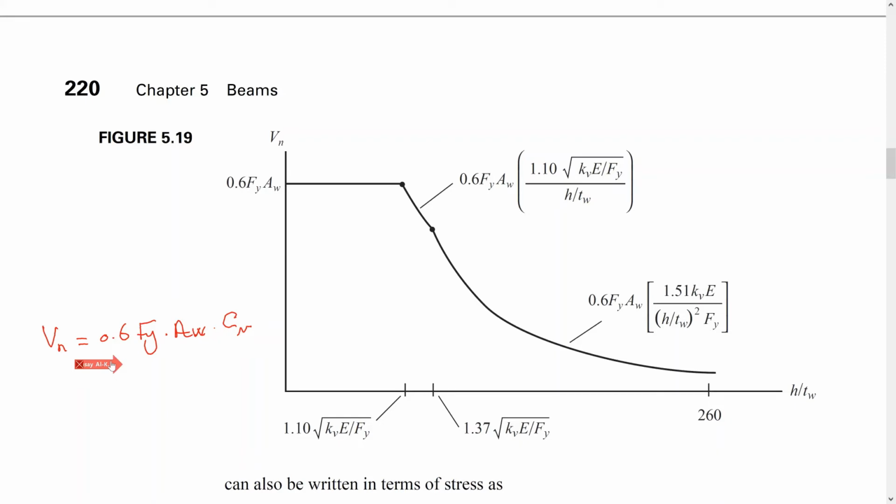But if we are between this limit, which is 1.1 times this much under the square root, and less than or equal to 1.37 times this much under the square root, we will have 0.6 times Fy times the web area times C sub V, and C sub V here is equal to this much, as I showed you just a minute ago. And if it's greater than this much, but we do have a maximum limit here of 260, as I mentioned, for unstiffened shapes, it is the same, times C sub V.